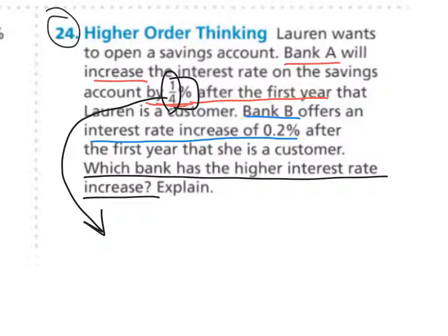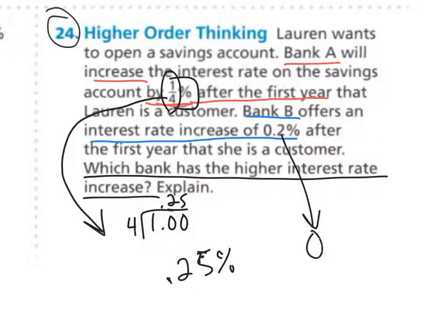So 1/4 as a decimal is 0.25. You might just know that because a fourth of a dollar is 25 cents. If you don't know it, you can just divide it out, and that's what you'll end up getting. Okay, so that's 0.25%, or 25 hundredths of a percent.